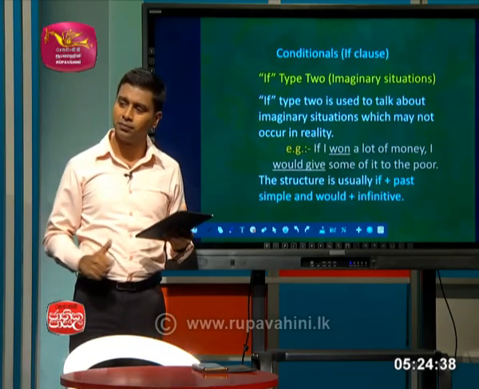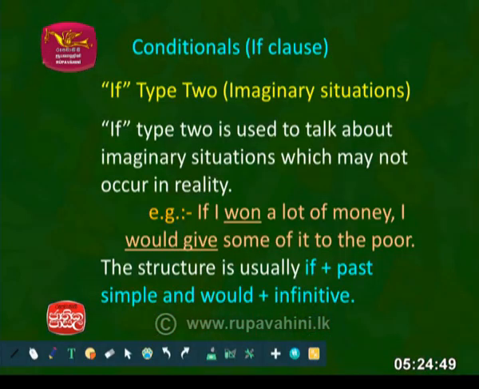Imaginary. So here, we'll go to the structure and then we'll come to this. We always talk about things that would not happen, right? For example, if I won a lot of money, I would give some of it to the poor. If I won, so here we use the past tense. The if clause is in the past tense. The condition is in the past tense.